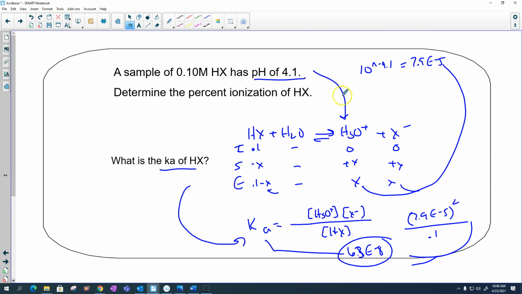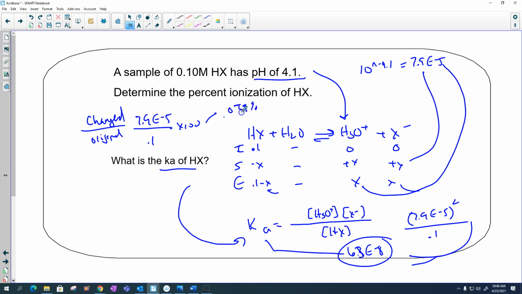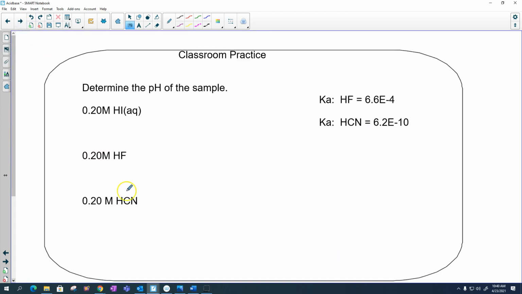And then what is this one here? What's the percent ionization? Well, it starts at 0.1. And how much flipped over? Not a lot. That's this one right here. So the percent is the amount that changed divided by the original. It's going to be 7.9 e to the negative 5th divided by 0.1, so not a lot of it, times 100. Very low percent ionization here. I got 7.9 e to the negative 5th divided by 0.1 times 100, and I'm still only getting about 0.079%. So those are a couple of examples of different types of problems.